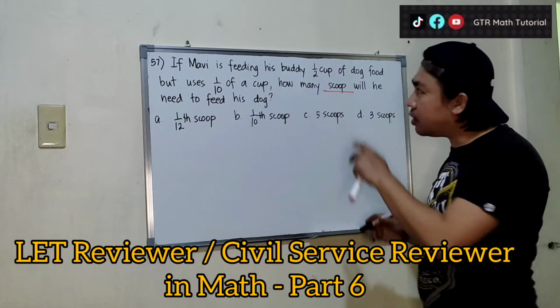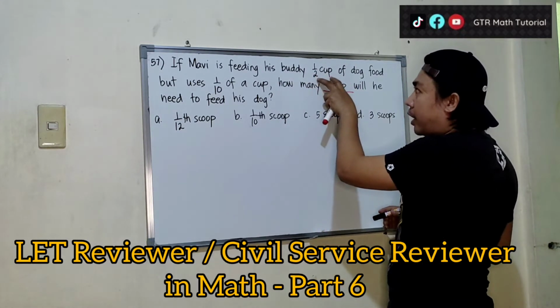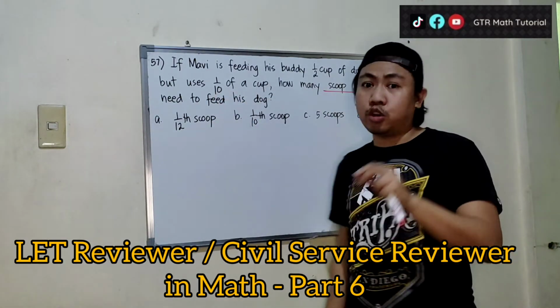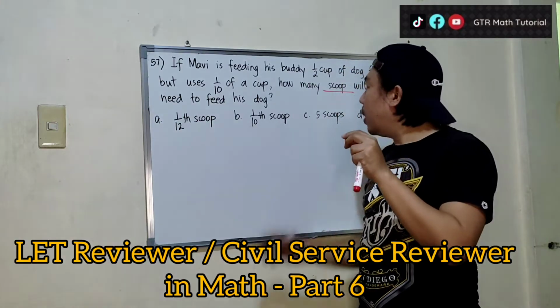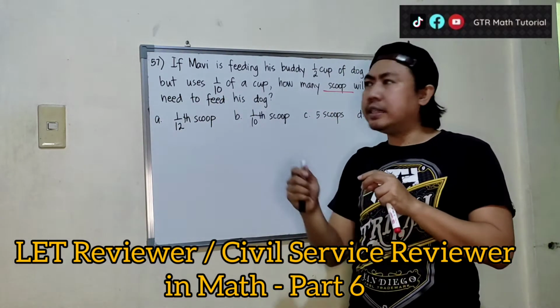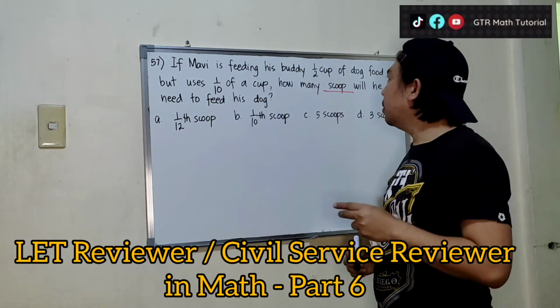So ang hinahanap natin is how many scoops will he need to feed his dog? So ano bang given dito? Ang pinapakain daw niya sa kanyang aso ay 1/2 cup, pero gamit niya ay 1/10 of a cup. So, mas maliit. 1/2 cup dapat yung pagkain ng dog niya, pero yung gagamitin niya ay 1/10 of a cup. So ano bang ibig sabihin nun?